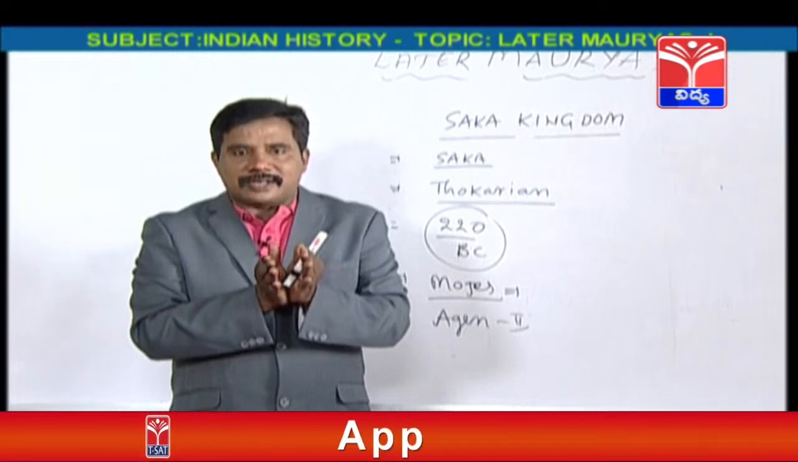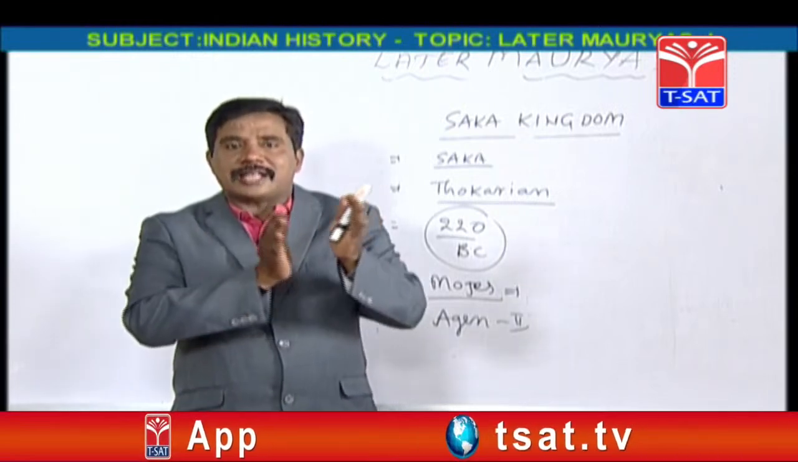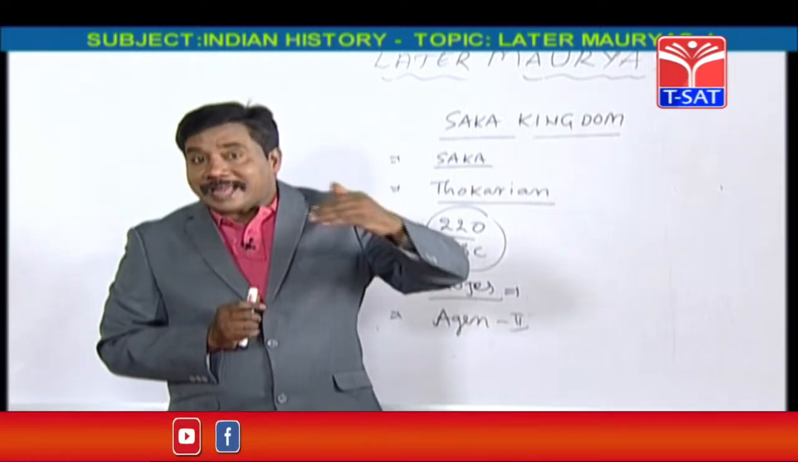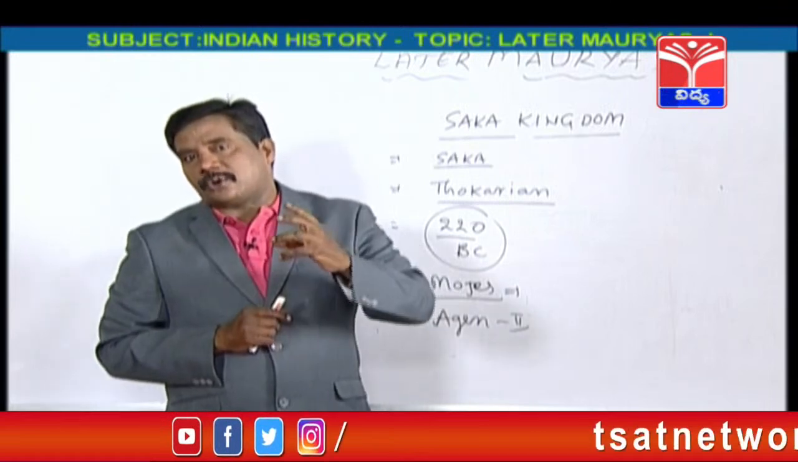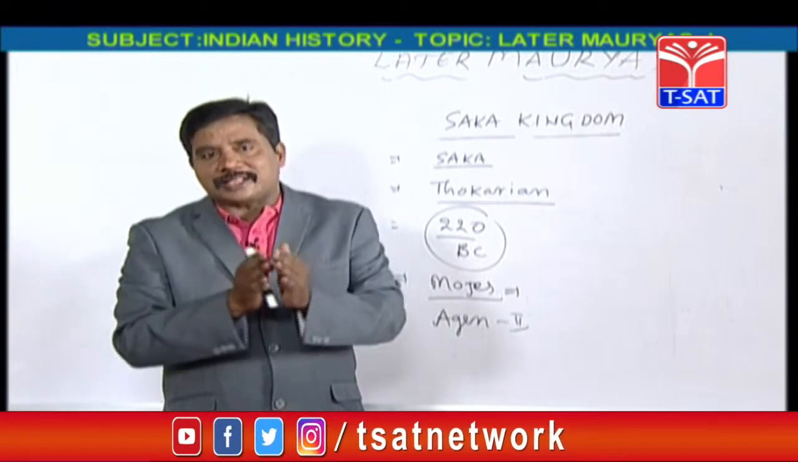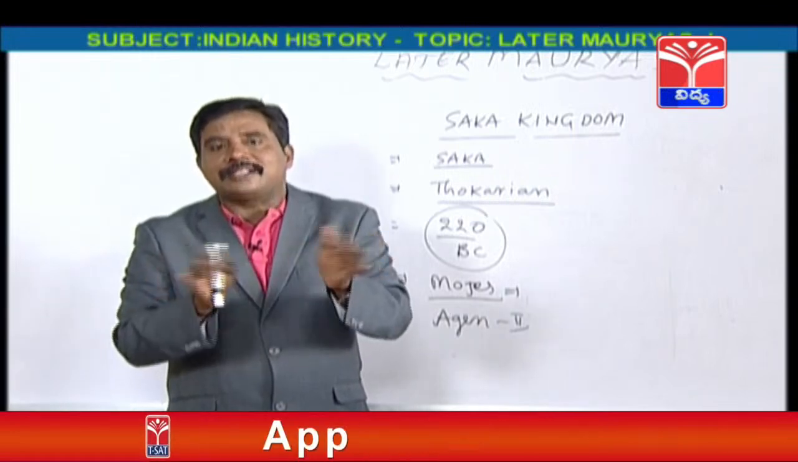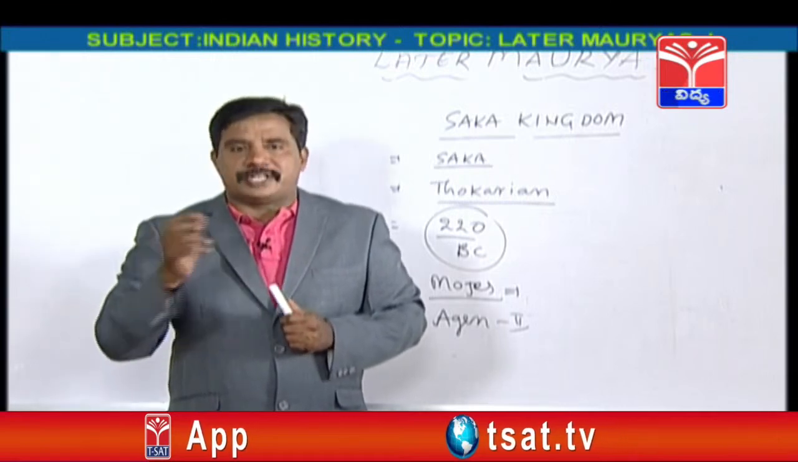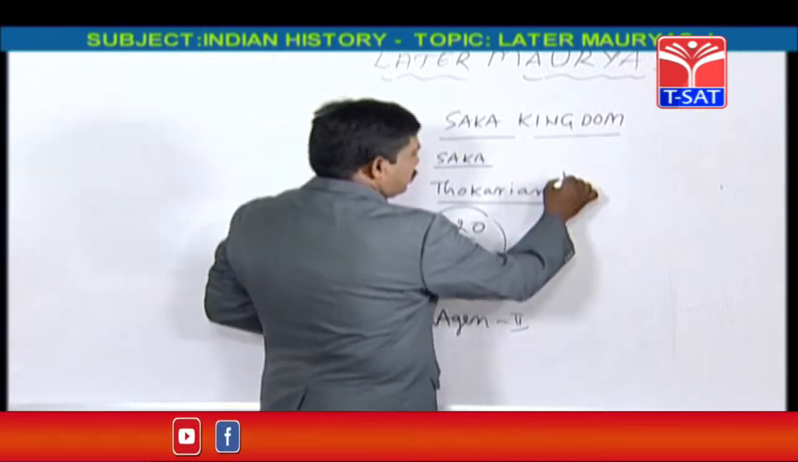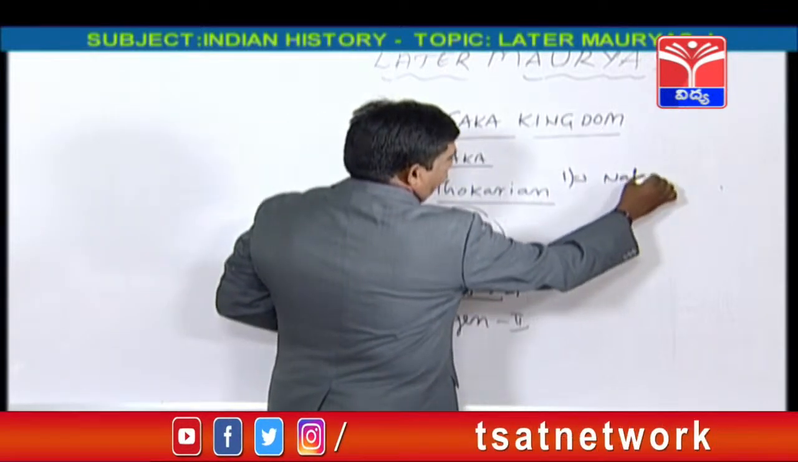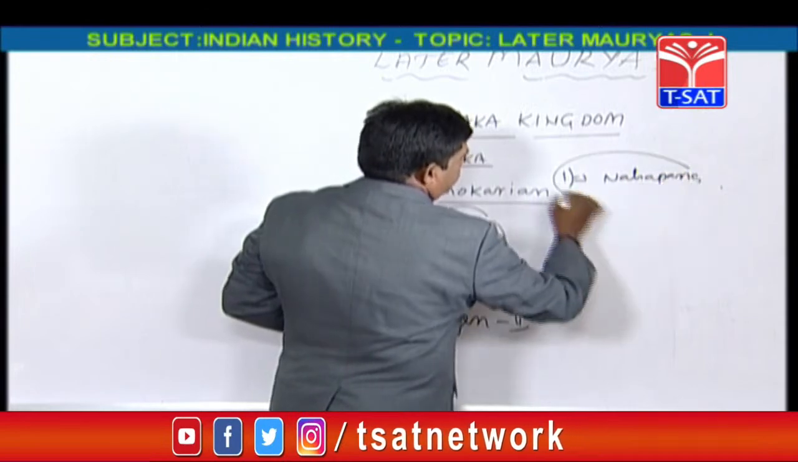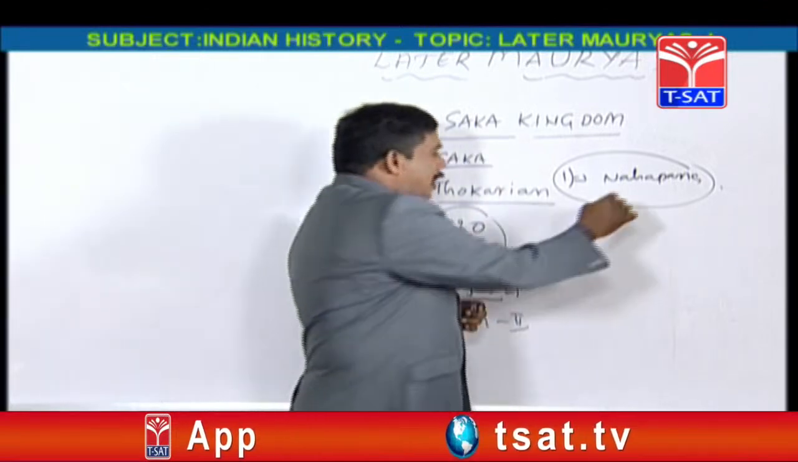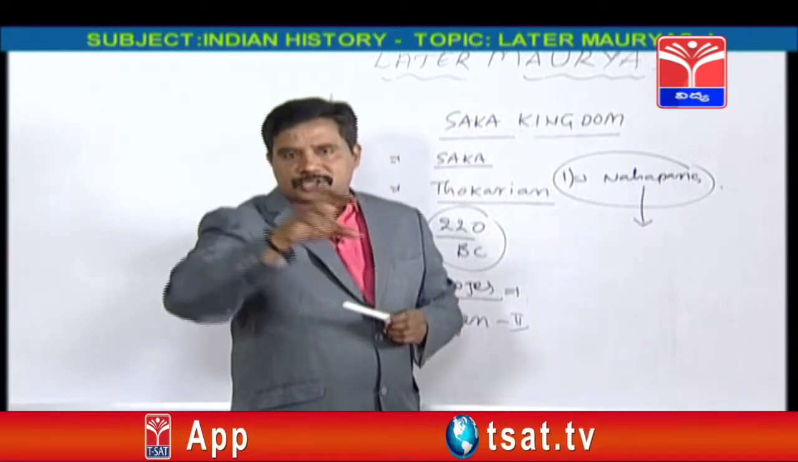These Shakas gradually became Kshatrapas. Their state rulers are called Kshatrapas. Kshatrapa means the rulers of the states. They ran the kingdom of the Shakas. The important king there was Nahapana, the important king of the Maharashtra Kshatrapas.